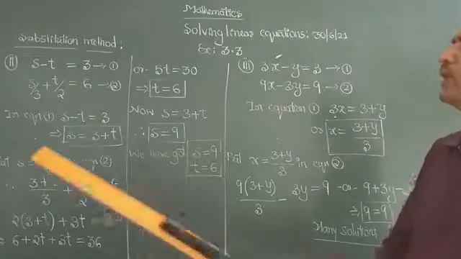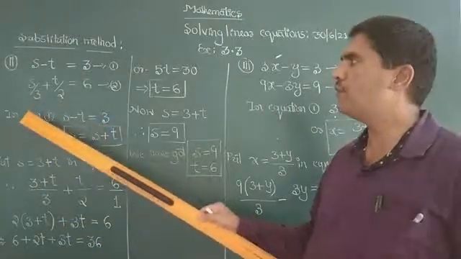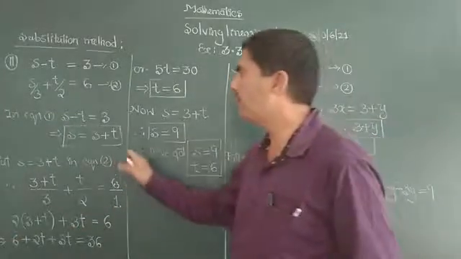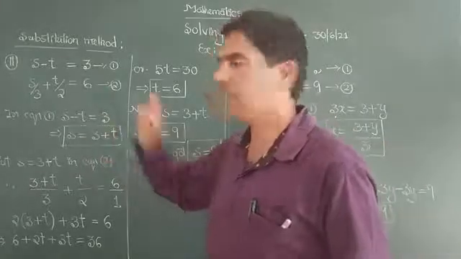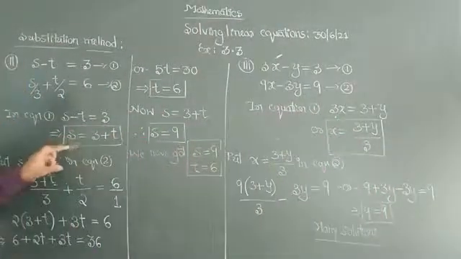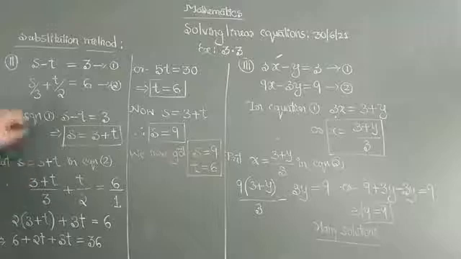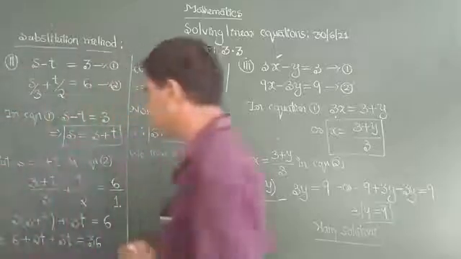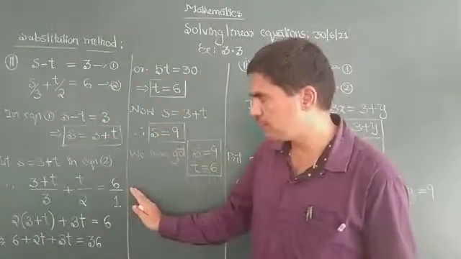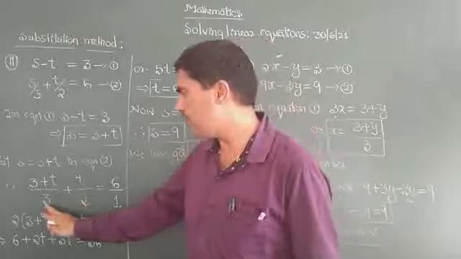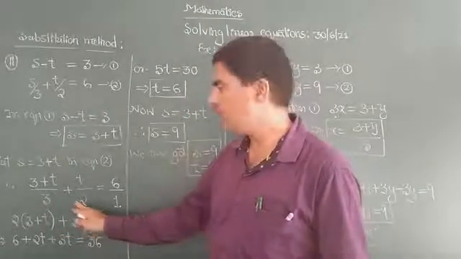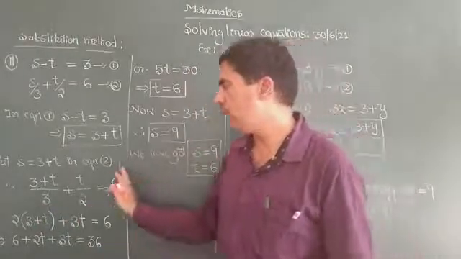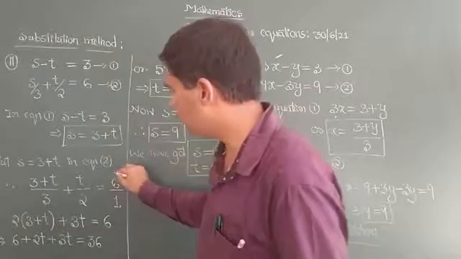Now in the second equation, s by 3 plus t by 2 equal to 6, there I will put the value of s as 3 plus t. So now in the place of s I have put 3 plus t divided by 3 plus t by 2 equal to 6. Simplification process next. Now in denominator I have 3 here and 2 here. Either you can take LCM or just in simple way you multiply the whole equation by 6.